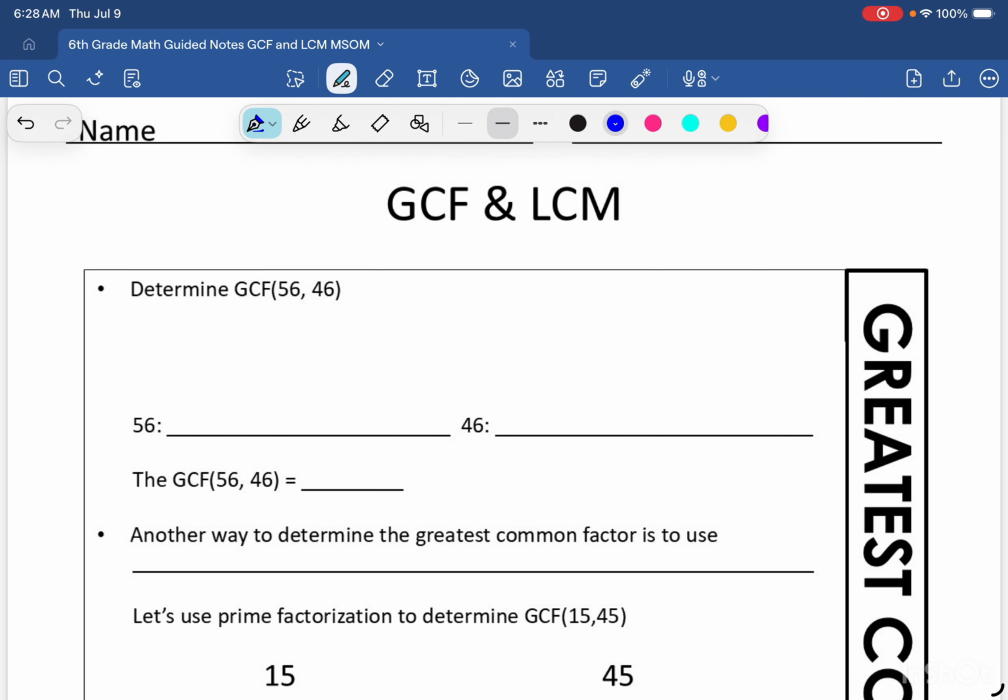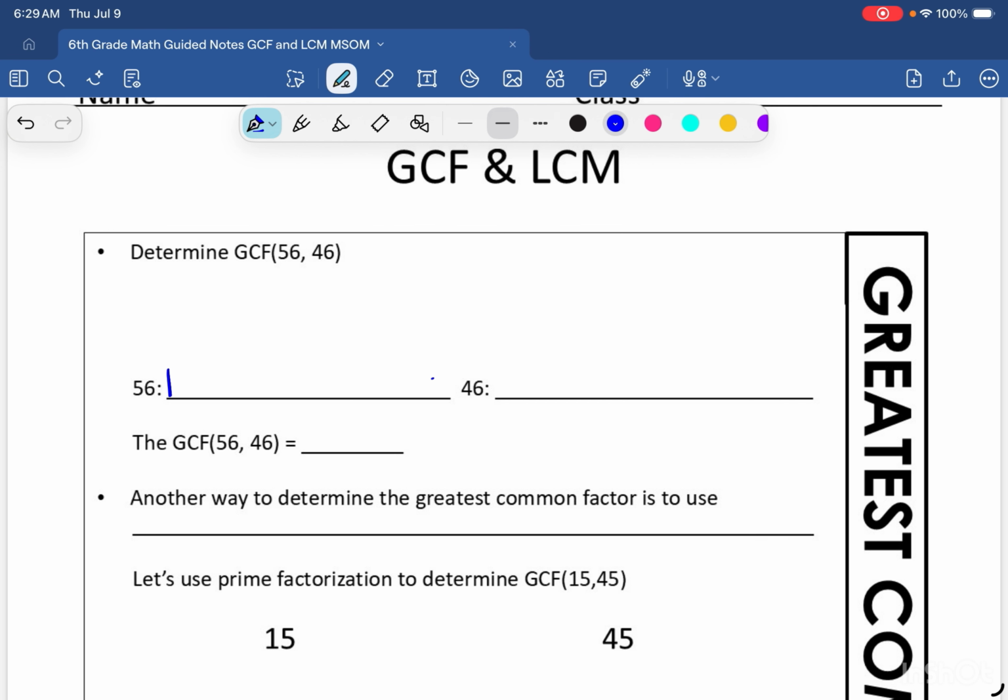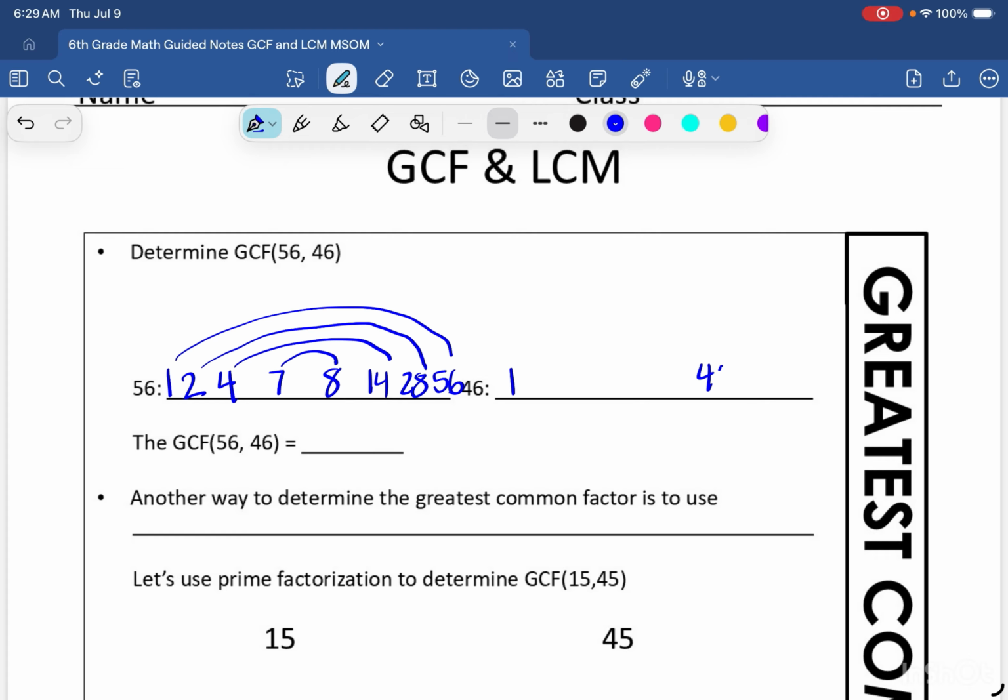Determine the greatest common factor of 56 and 46. Factors of 56. We have 1 and 56. We have 2 and 28. 4 and 14. And then we also have 7 and 8. Factors of 46, 1 and 46. Then we have 2 and 23. So the largest common factor of 56 and 46 is going to be 2.